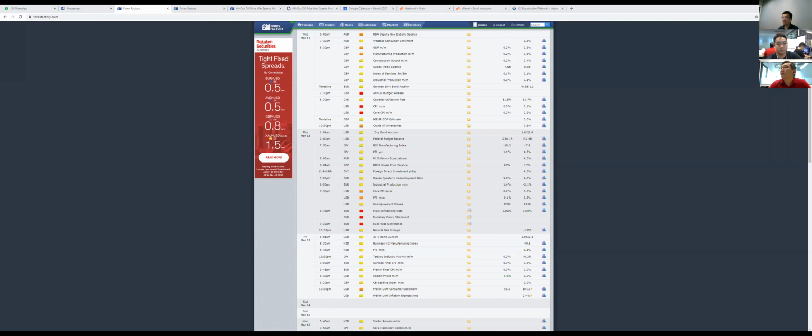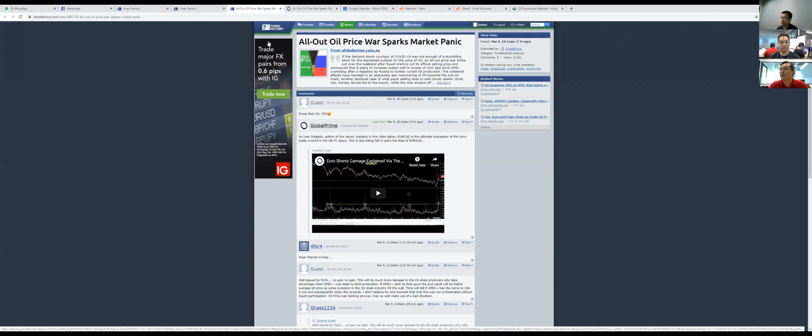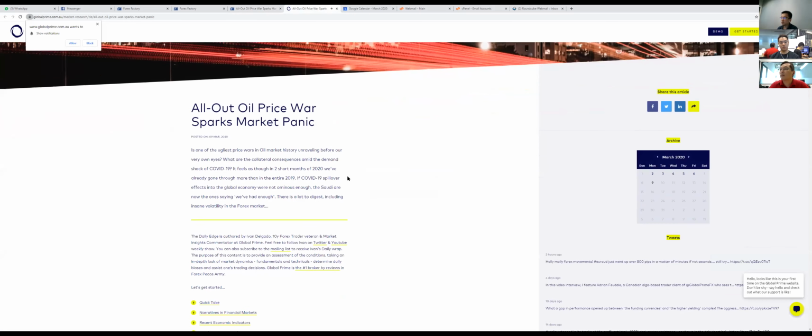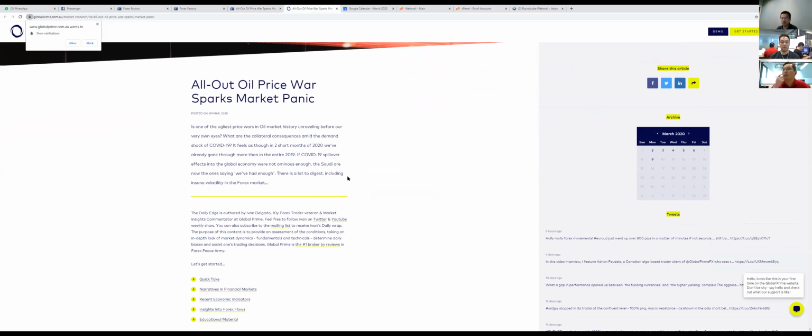So at this point, we're looking at the Forex Factory. I don't think that it's going to be big market movements at this point with those two specific news. I think what's a bigger market mover, we've actually seen it happen this morning already. The big surprise was that the all-out oil price war is likely to spark market panic. What happened was that they're looking at increasing supply and also cutting the prices of oil.